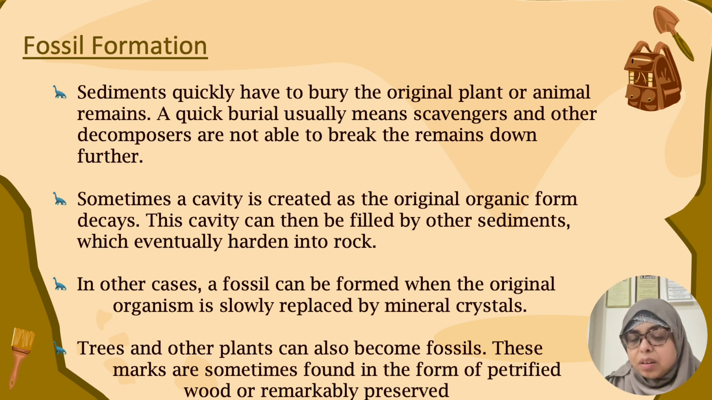Trees and other plants can also become fossils, and they're found in the form of petrified wood and are remarkably preserved. Okay. Do you guys know what petrified means? Petrified means when something turns into rock or a really hard substance very quickly. That's petrification, and it has happened to trees and plants that have been found fossilized. Okay? All right, moving on.